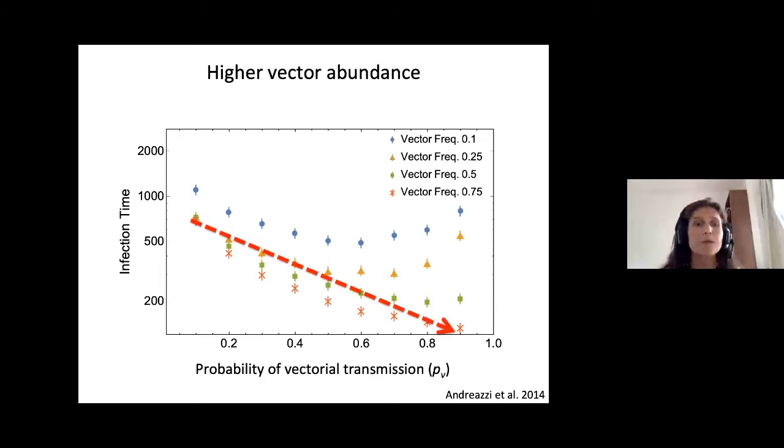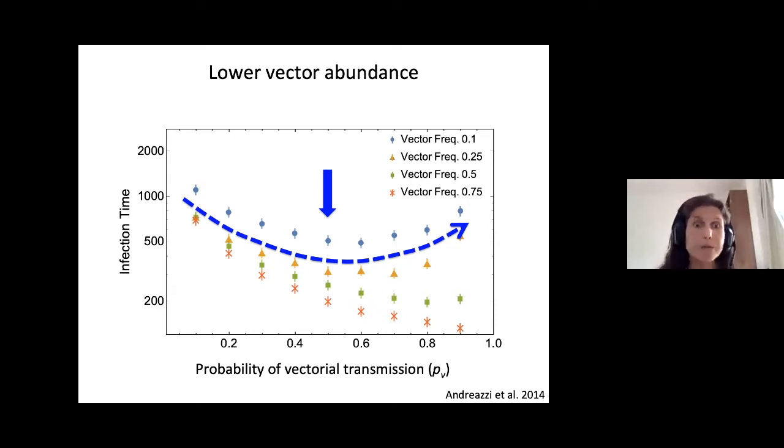We found that when we have a higher abundance of vectors in the environment, then there is a linear relationship between the probability of vectorial transmission and the speed of parasite spreading. And this is more or less intuitive, since we expect a faster transmission when we have a lot of vectors in the environment, and the vectorial transmission is the main route of infection.